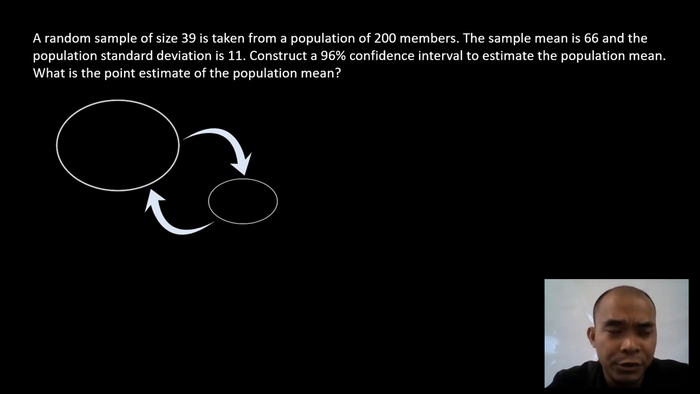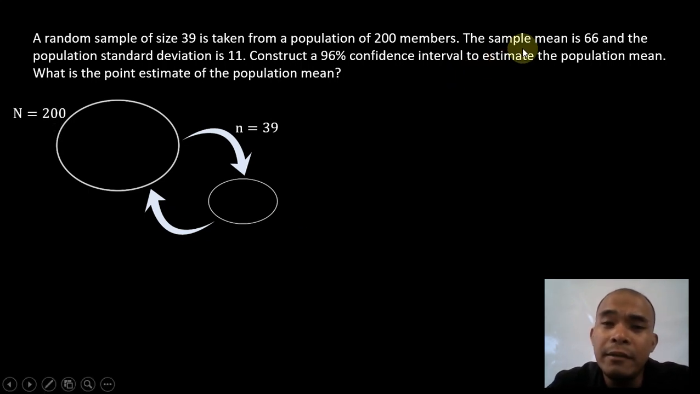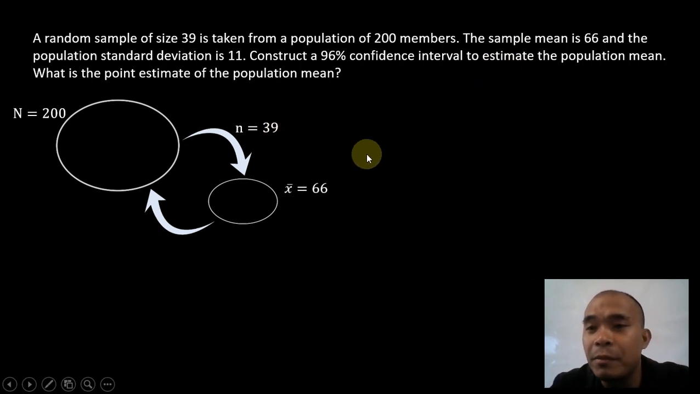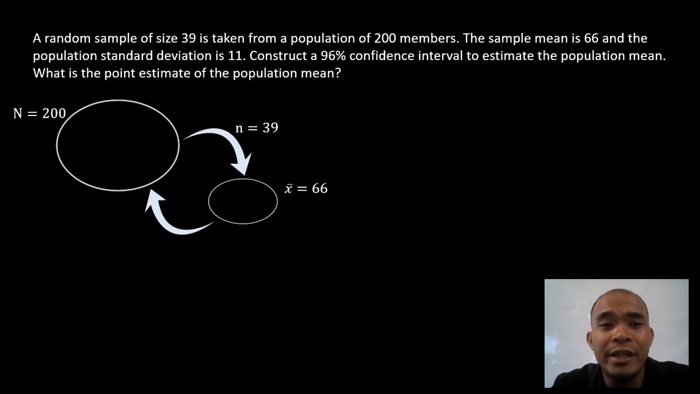Let's start. A random sample of 39, that's the sample size, n is equal to 39, is taken from a population of 200 members. So 200 is the population size, capital N is equal to 200. The sample mean from these 39 respondents is 66. Of course, that's the sample mean, 66. And the population standard deviation is 11. Construct a 96% confidence interval to estimate the population mean.